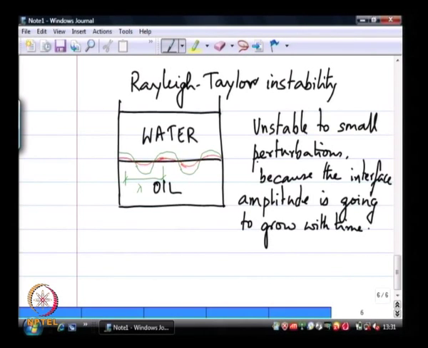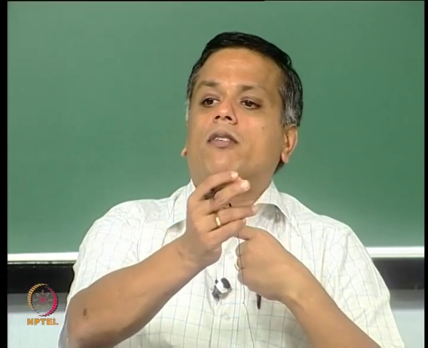Whereas, for this particular situation, there is a range of lambdas for which oil wants to reverse, go back to the top, water wants to come to the bottom. There are lambdas outside that range for which it will come to this condition, but that does not mean that the system is stable.